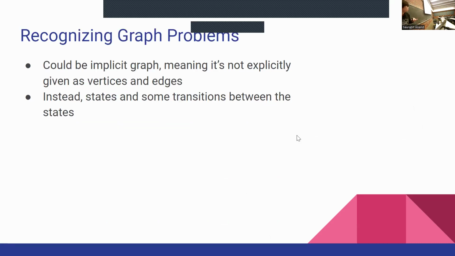And now we're going to talk about recognizing when a graph problem is a graph problem. Obviously, if they tell you it's a graph, like if they say these are the vertices and these are the edges, then you know it's a graph problem. But it's not always given that way, because problems could be phrased as what's called an implicit graph, which means they don't tell you it's vertices and edges. Really, they give you a problem statement that involves some states and some ways to transition between those states, or some connections between those states as well.